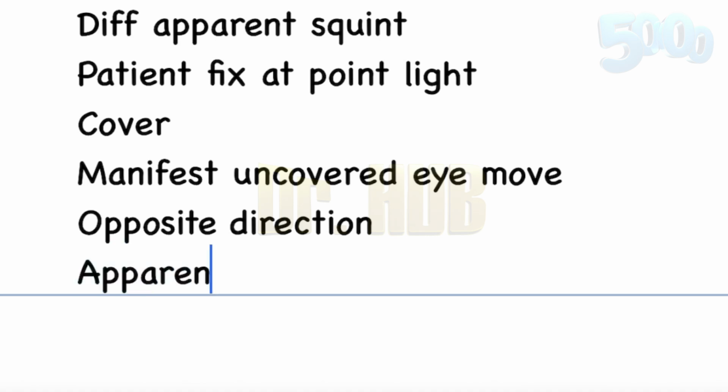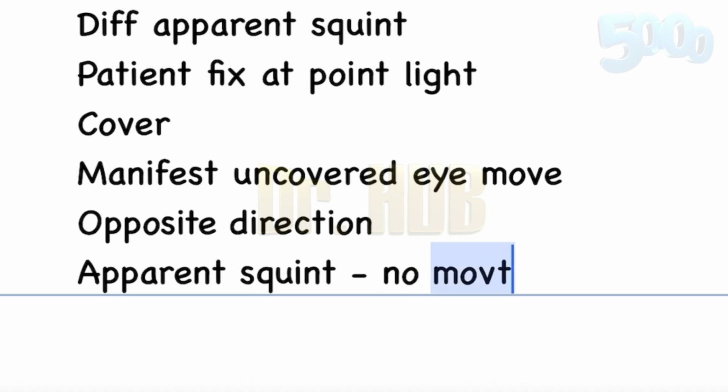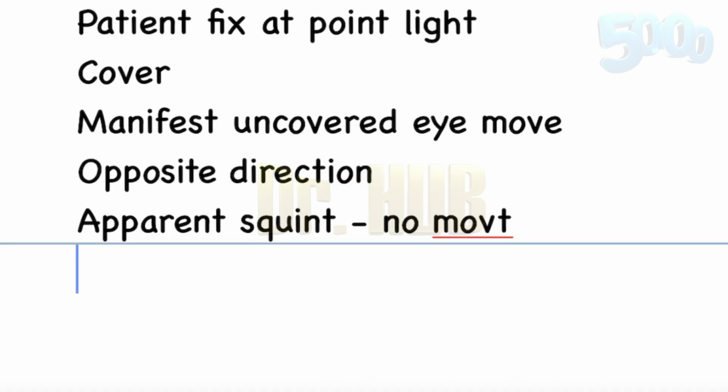Next is the case of apparent squint. In apparent squint, there will be no movement of the uncovered eye. It's easy to remember because apparent, A, usually stands for no. So in apparent squint, there is no movement of the uncovered eye. Now we have seen the cover uncover test and the direct cover test.